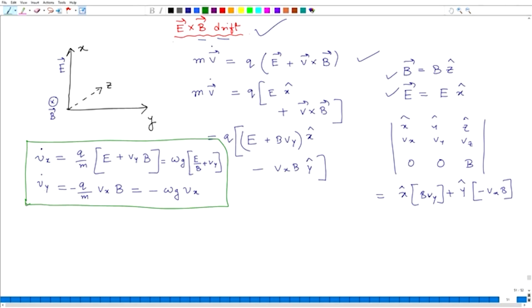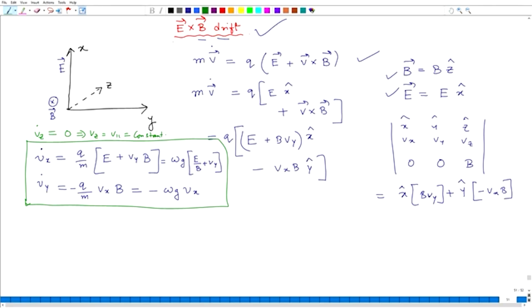What about Vz? I simply write Vz dot is equal to, once again, is there any force? Of course, you see there is no force. So, again this is 0. So, Vz will be V parallel, equal to constant in this case as well.